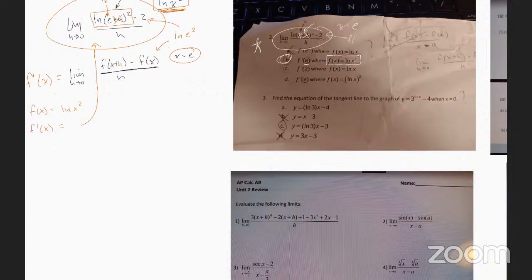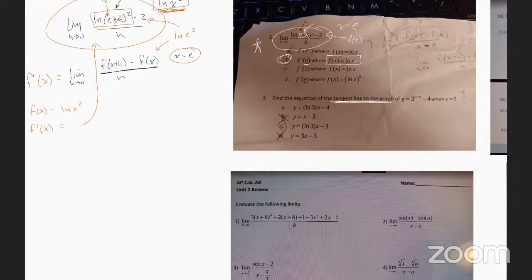So number 3 says find the equation of the tangent line to the graph. What's the tangent line to a graph? When you see tangent line, what are you thinking of? I know how to do that. Okay. Just remember tangent line is always derivative. What about this bottom one?